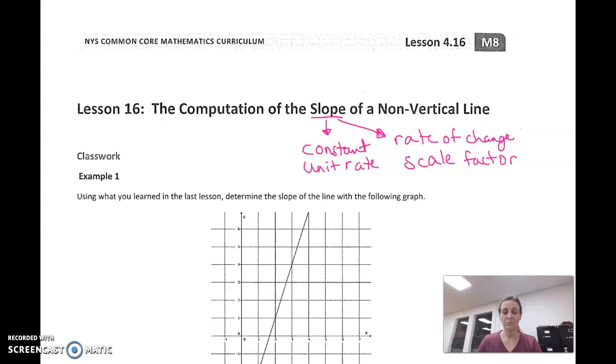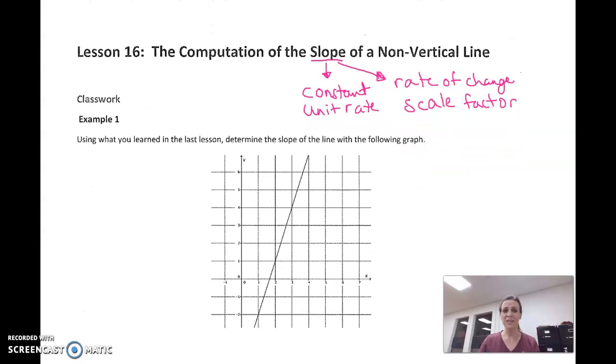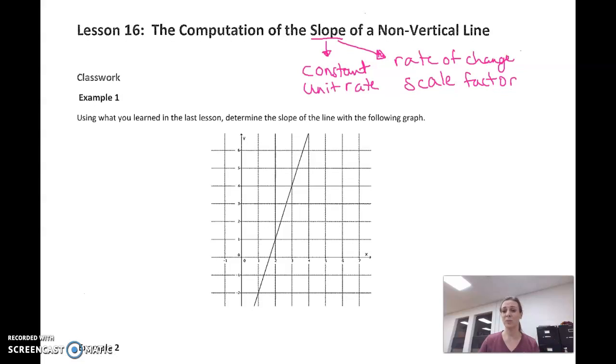So there are just a lot of different terms we use. The slope isn't necessarily a new thing to us, but we're talking about the constant, the unit rate, on a graph and comparing it to the steepness of a line. It says, using what you learned in the last lesson, determine the slope of the line. Well, in the last lesson we were doing rise over run.